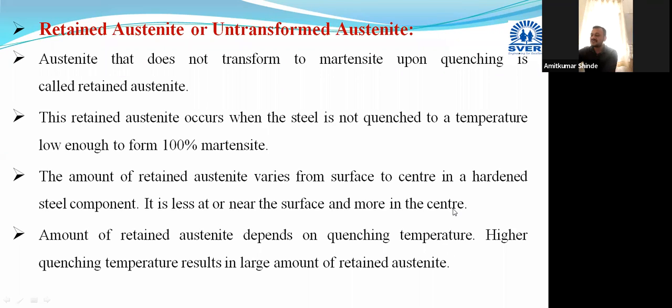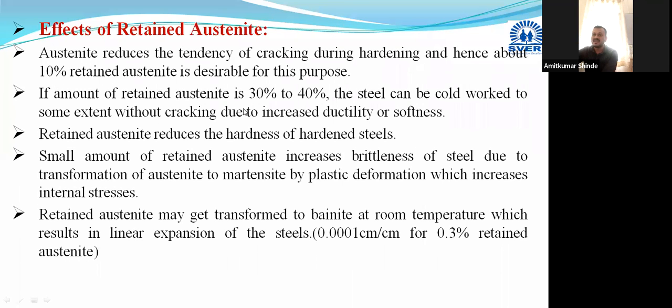Now this retained austenite has some effects. These are effects of retained austenite, and these effects may be on the positive side or on the negative side also. There are some positive effects of this retained austenite. What are those positive effects? Due to that retained austenite, what will happen? It reduces the tendency of cracking during the hardening.